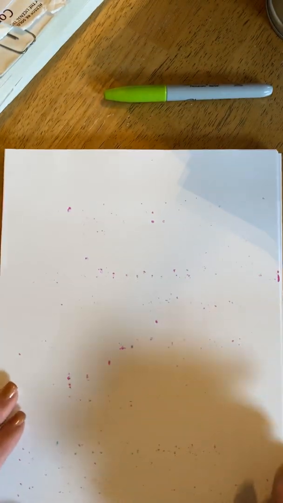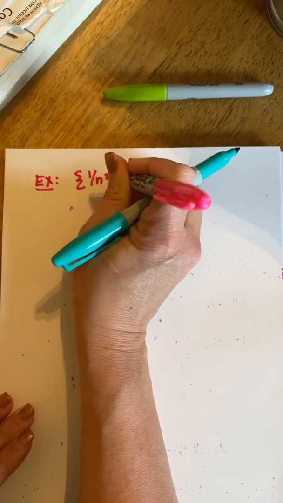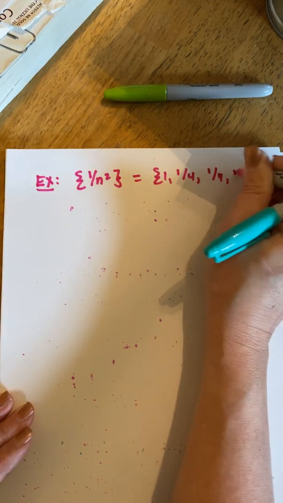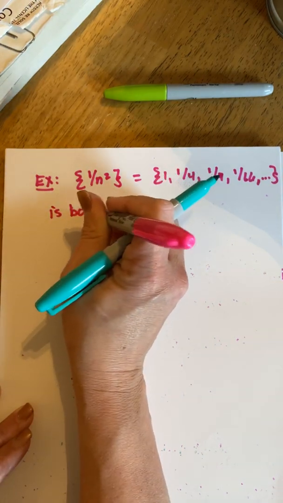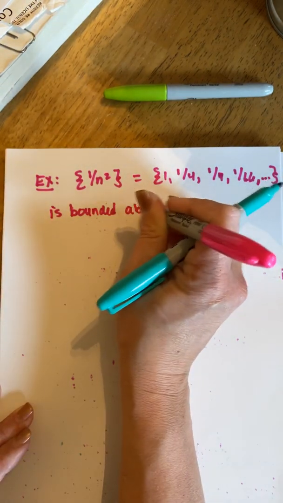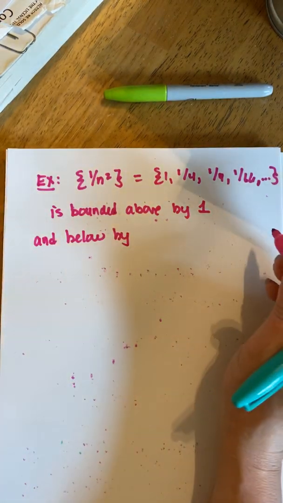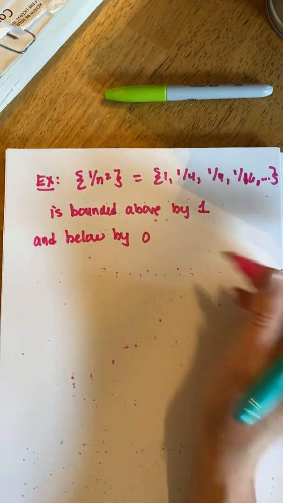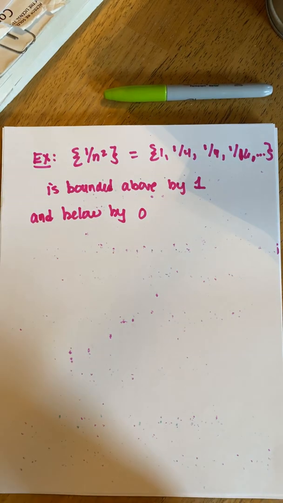Let's look at 1 over n squared, right, which was 1, 1/4, 1/9, 1/16, is bounded above by 1 and below by, well, these go to 0, they never hit 0, so it's bounded below by 0. We could also say it's bounded below by like -10, but we typically try to go with the largest lower bound or the smallest upper bound.